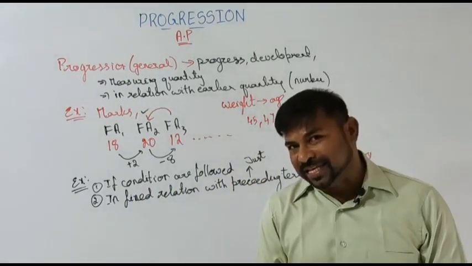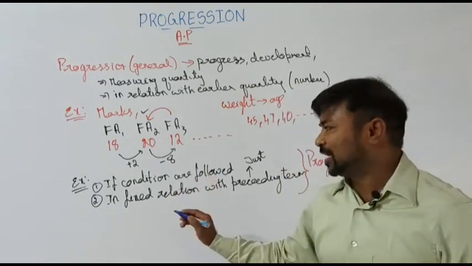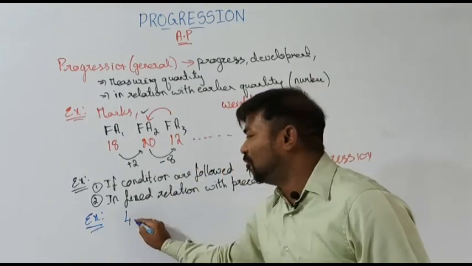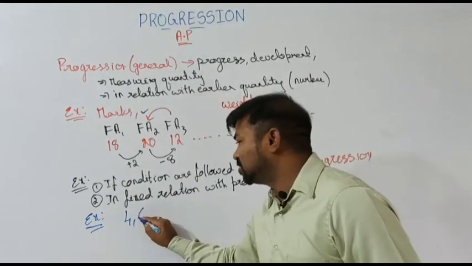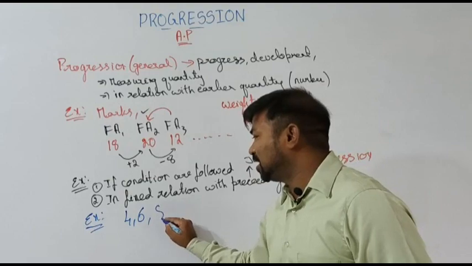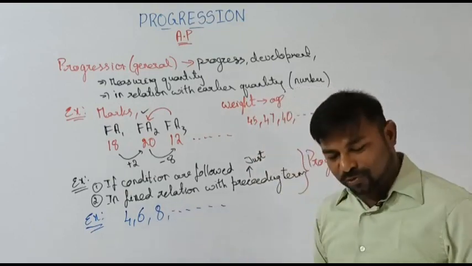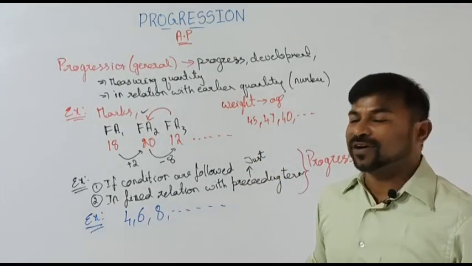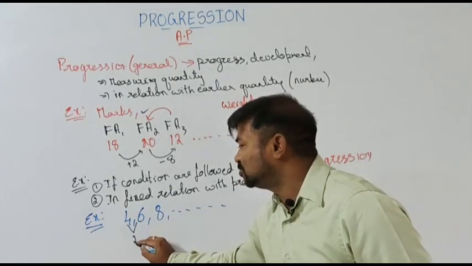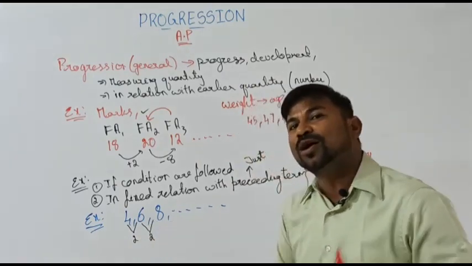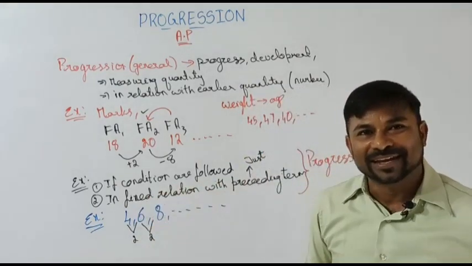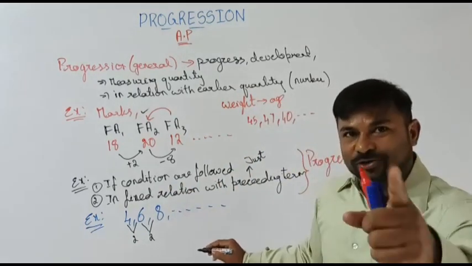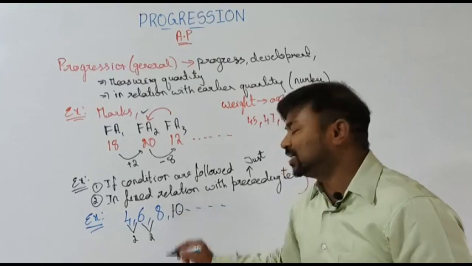Now I may give you an example of this progression. If you take 4, then 6, then 8, and so on, it is moving like this. Do you find any relation between those numbers? Yes, the gap between them is 2, and it is continuously moving. Now you can guess the next one. Good, it's nothing but 10.